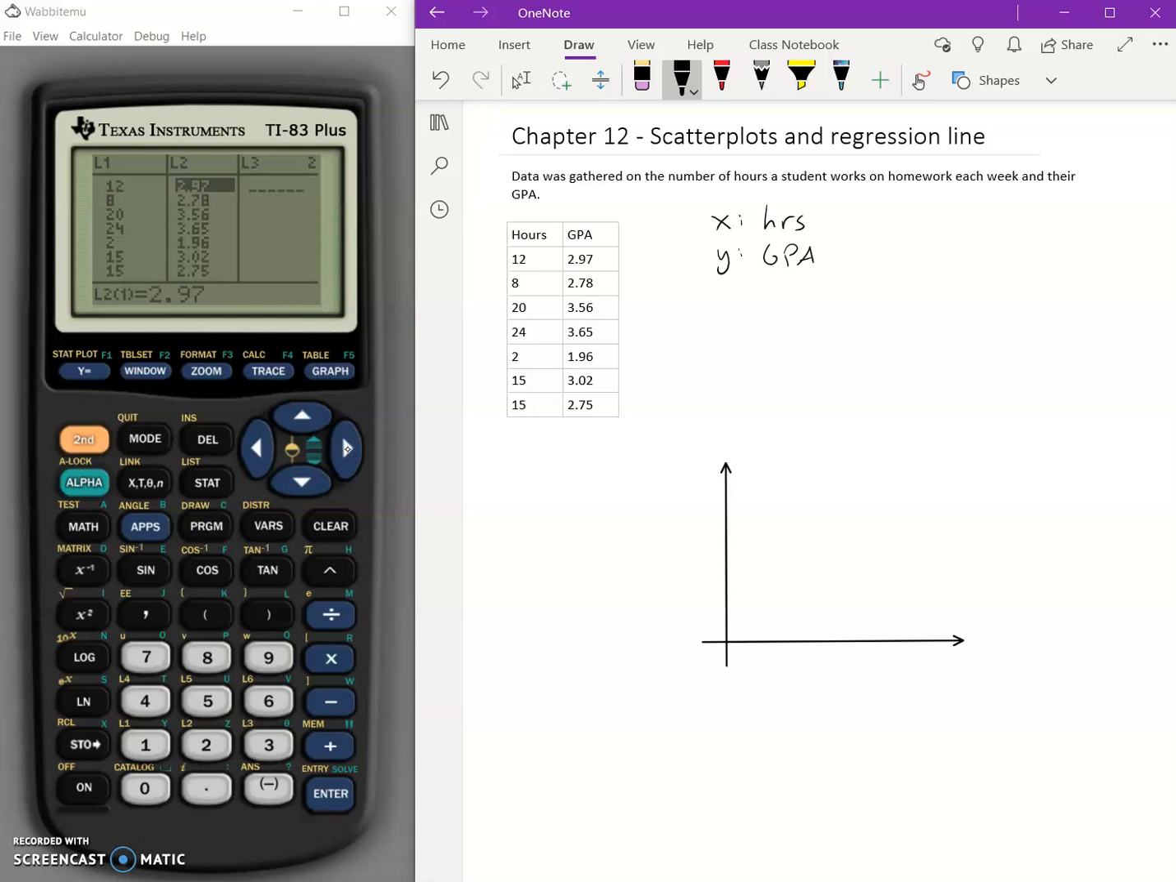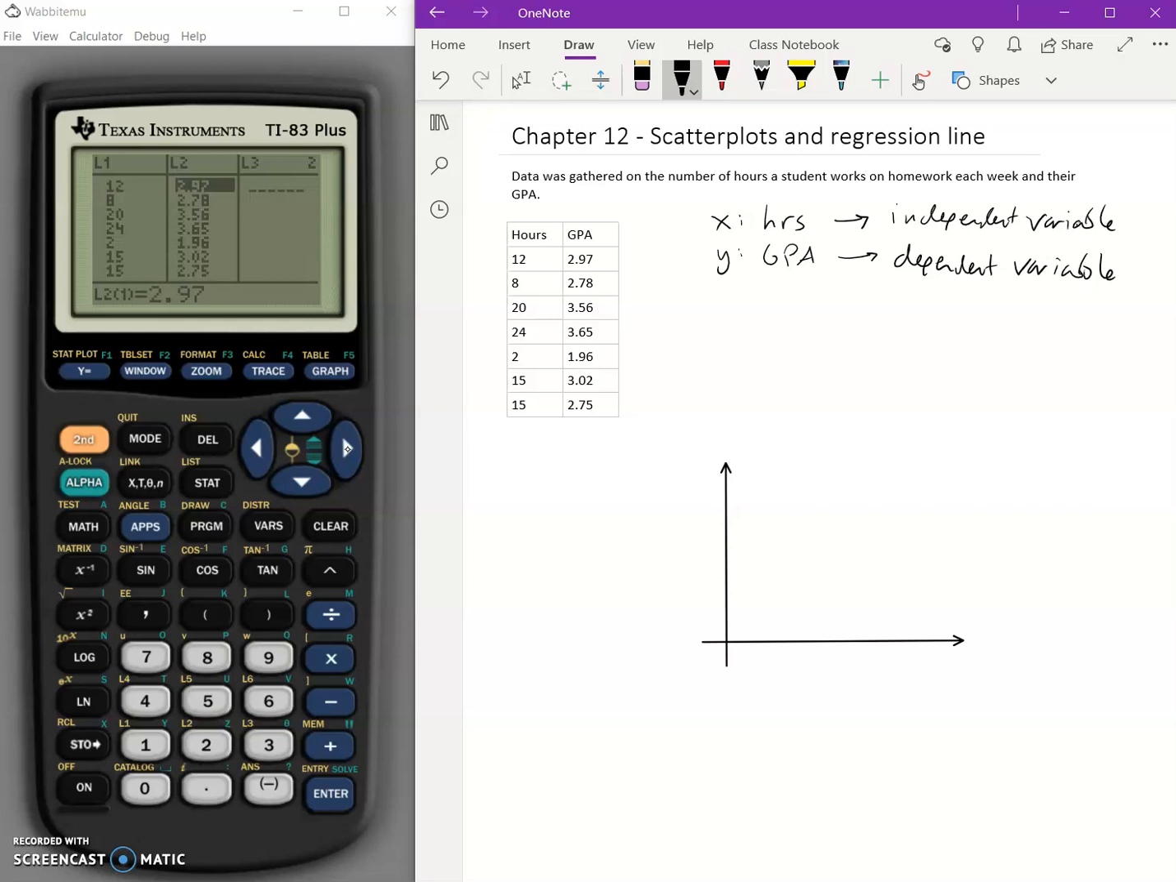If we're also thinking about this in terms of a science context, we could think of X as an independent variable, and our Y as a dependent variable, which in this case makes sense. Probably the hours is the independent variable and the GPA is the dependent variable. That makes sense in this context. Okay, so let's take a look at how we can start to graph this.